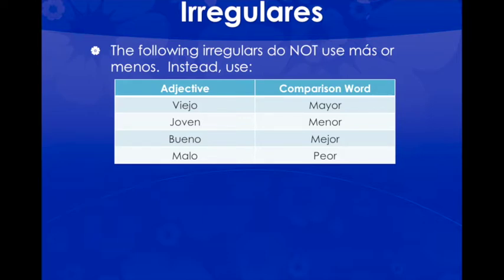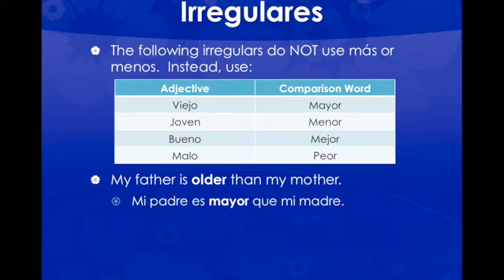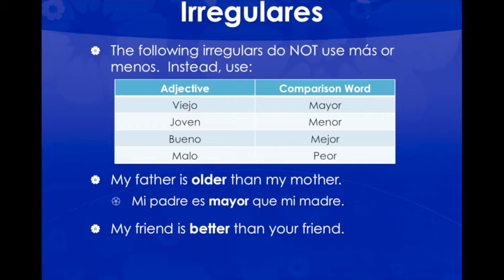For example, mayores means older if there's multiple people. Menores, mejores, and peores. So my father is older than my mother. Mi padre es mayor que mi madre. We don't have to say más mayor, just mayor. My friend is better than your friend. Mi amigo es mejor que tu amigo. And again, we don't have to say más mejor. That would mean more better.